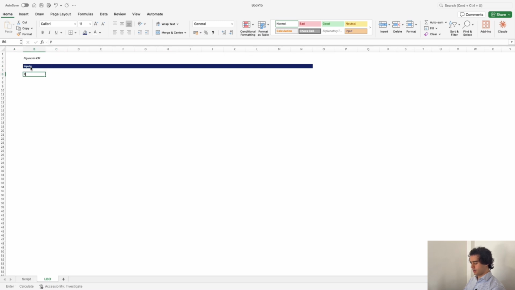So first of all, our purchase assumptions. So we want our entry EBITDA, entry multiple, so that we can calculate our enterprise value at entry. We then need to add the net debt, and so minus debt plus cash, entry equity value.